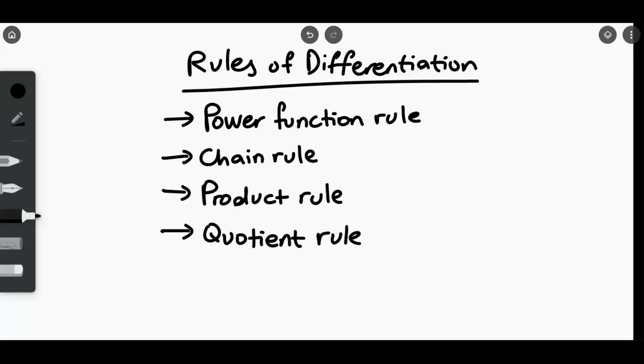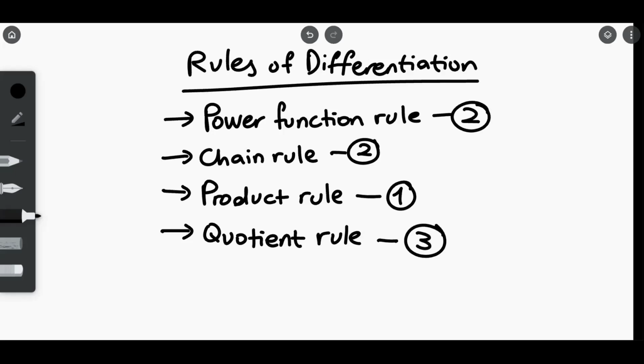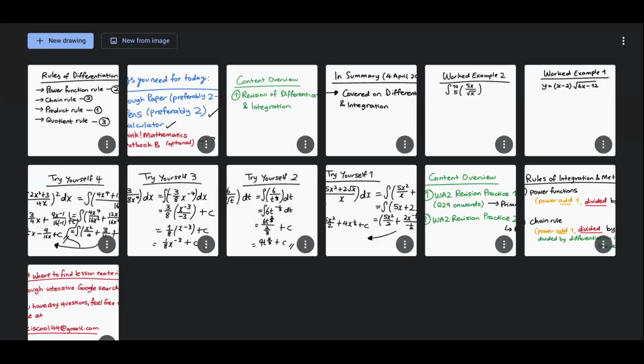I'll be covering each in individual episodes. Episode 1 will be our product rule. Episode 2 will be our chain rule and function rule. And our third episode will be the most difficult one, the quotient rule. This will be just a mini revision guide for you that I'll be putting up as a new series.